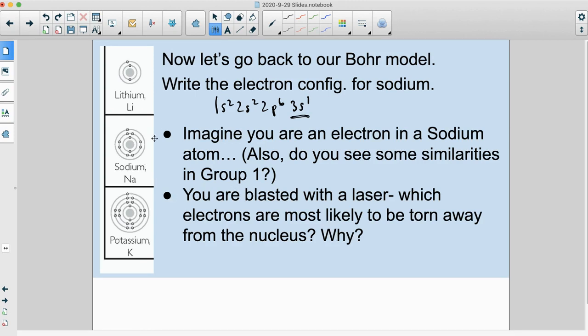Why? Because they are further from the nucleus and have the least attractive force between the nucleus and the valence electron. So we're going to lose that 3s1 electron, because it is the least tightly held, furthest from the nucleus.